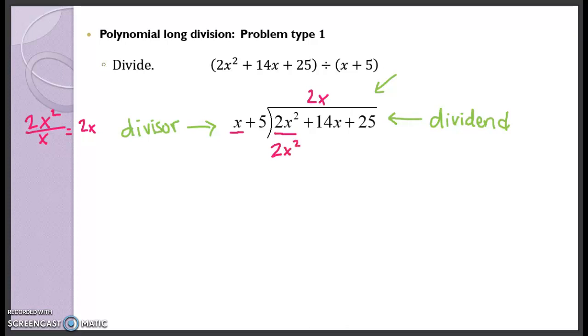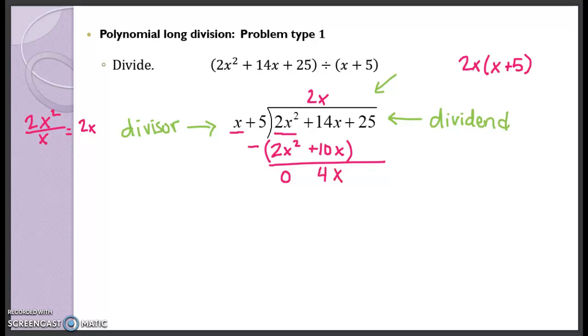But I also take the 2x and I multiply it by the 5, which is plus 10x. Now remember, this is coming from, if I were to multiply this out, what would I get? I will get the 2x squared plus 10x. Now, I'm subtracting this. The reason I wanted to divide 2x squared by x was because when I subtract them, I end up getting 0x squareds. Now I'm subtracting this whole thing, so I do 14x minus 10x, which is 4x.